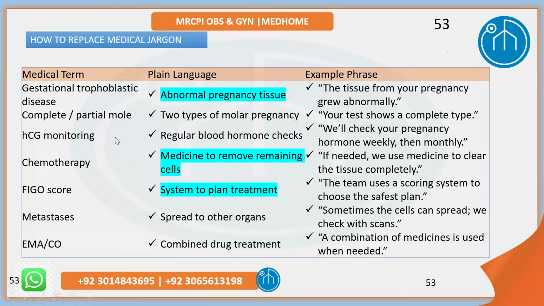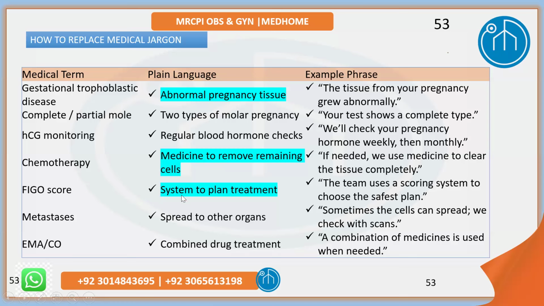Here is again the beautiful slide on gestational trophoblastic disease. You see abnormal pregnancy tissue that has the potential to grow. Here, they grow abnormally and they have the potential to grow in their body later on. Two types of molar pregnancies, regular monitoring, medicine to remove the remaining cells, like chemotherapy. You can say it is a high potency medicine, we call it chemotherapy.